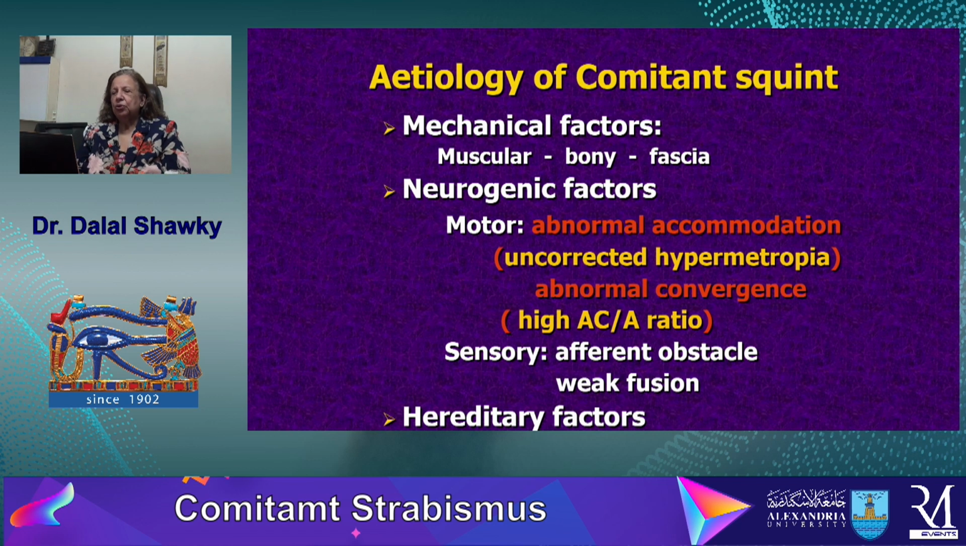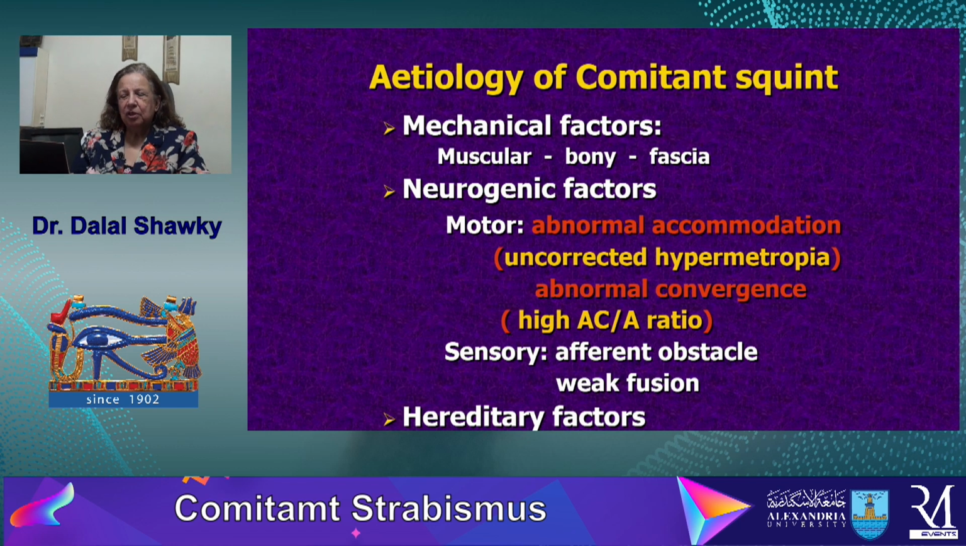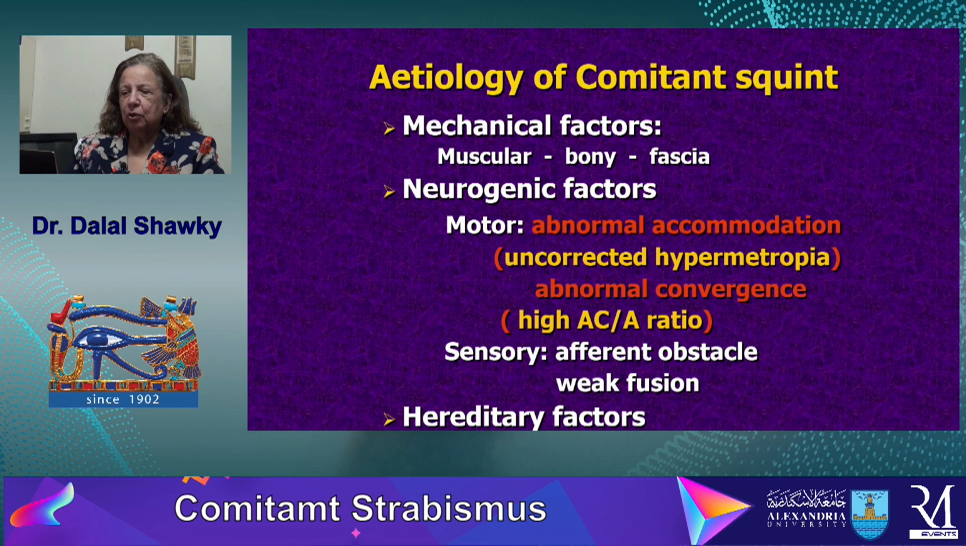Now we go to the etiology of comitant squint. What can happen to make some patients squint? There are mechanical factors such as muscular, bony, or fascial, and neurogenic or motor factors, including abnormal accommodation. This is very important. How can abnormal accommodation cause comitant squint? Abnormal accommodation means uncorrected hypermetropia. In some cases, this is very important.